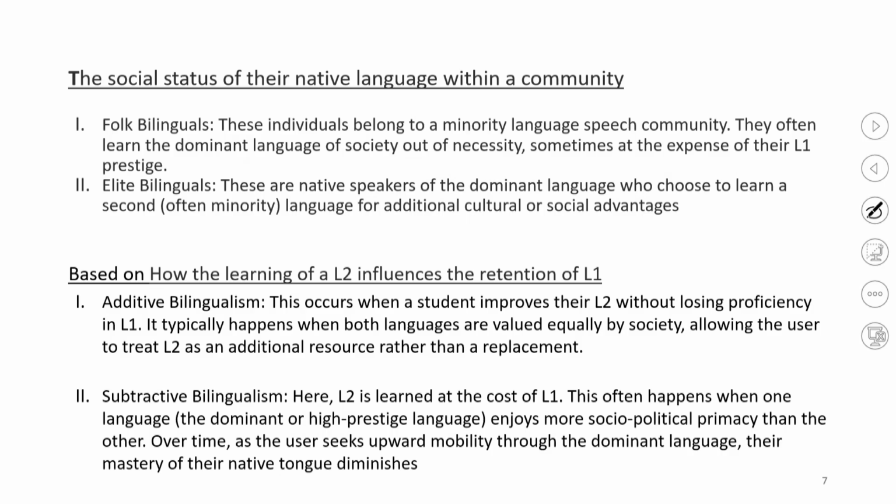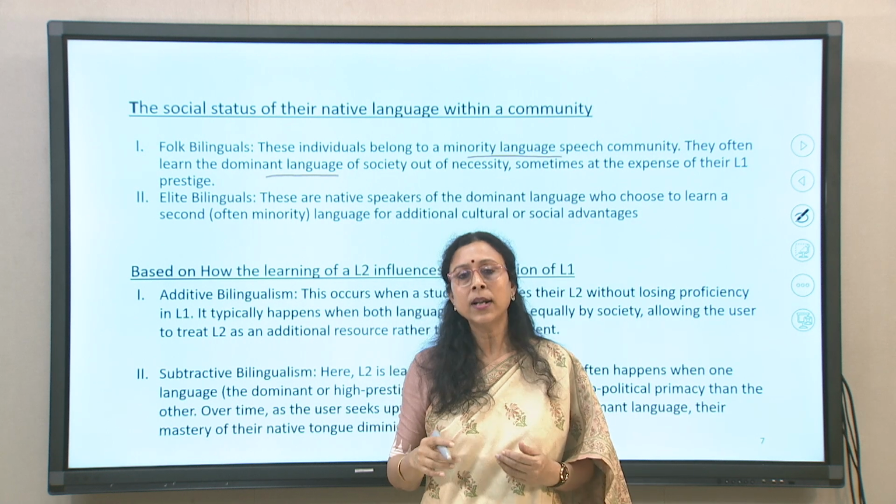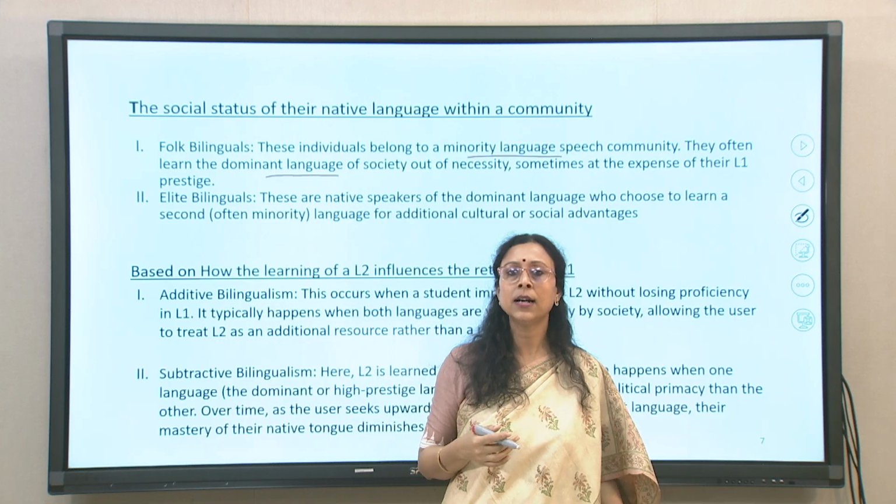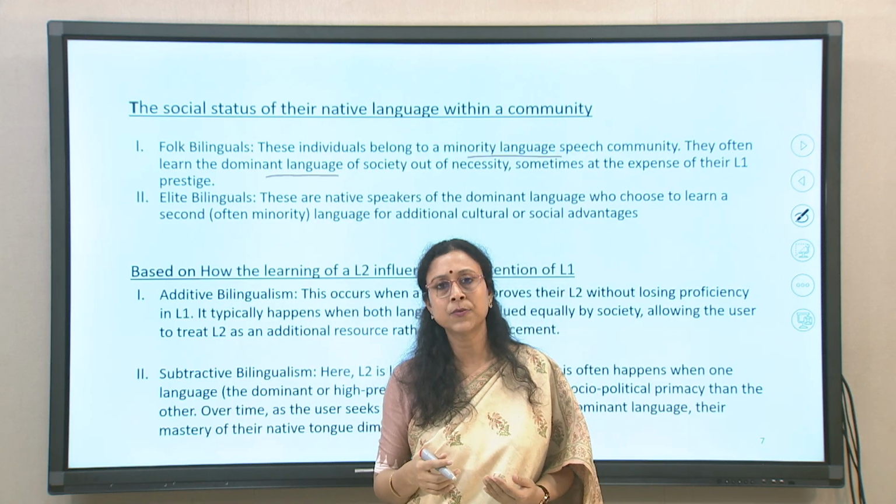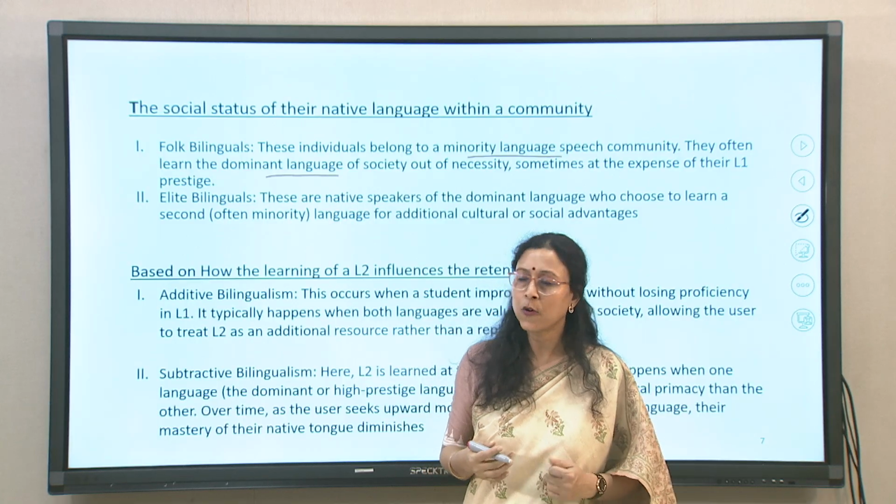And then depending on the social status of their native language within a community, that also decides a classification. We divide them into folk bilinguals versus elite bilinguals. Folk bilinguals belong to a minority language speech community. They often learn the dominant language of the society out of necessity, sometimes at the expense of their L1 prestige. In a scenario where there are multiple languages, one language is the prestige variety, so all the minority language speakers will have to speak that language. That is folk bilinguals.